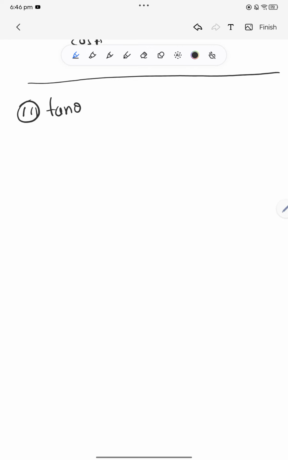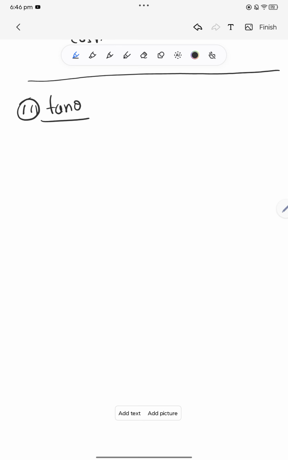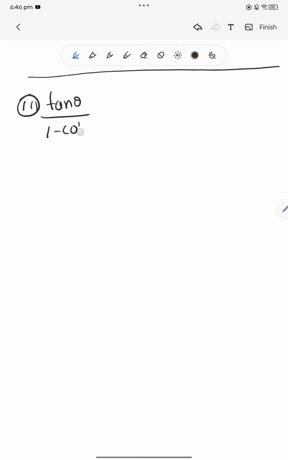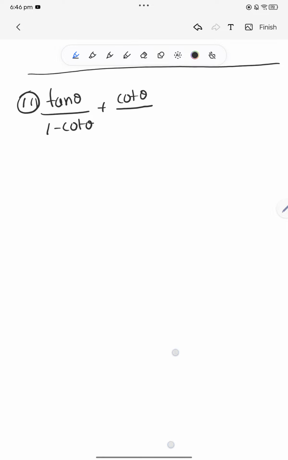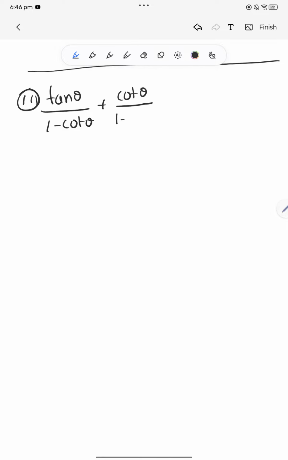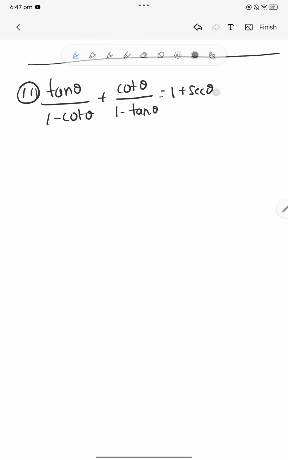tan theta divided by 1 minus cot theta plus cot theta divided by 1 minus tan theta is equal to 1 plus secant theta cosecant theta.